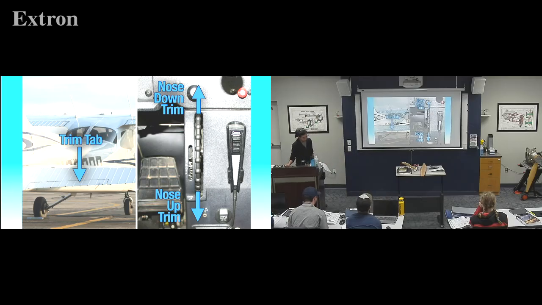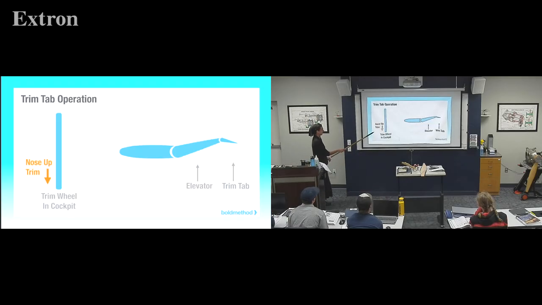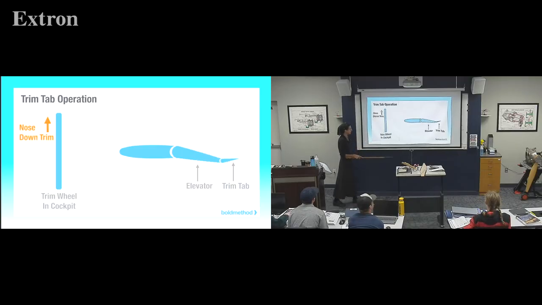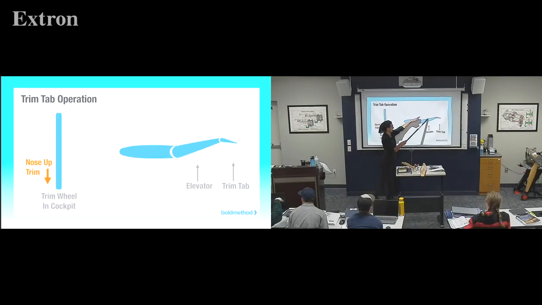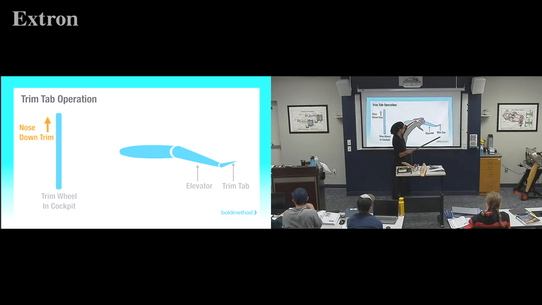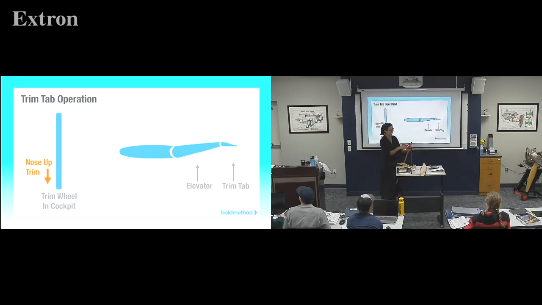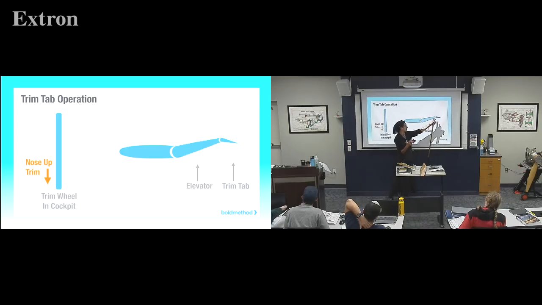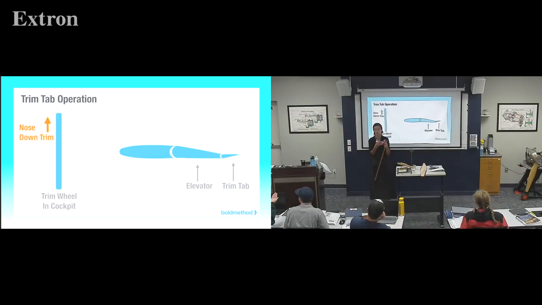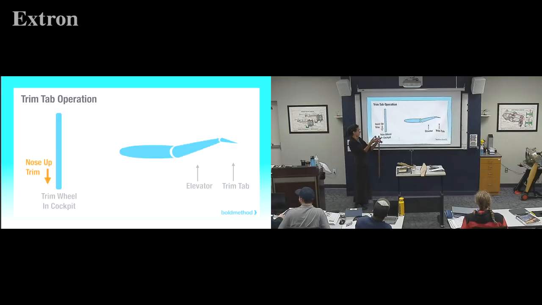And how it works is, as we trim nose up, our trim tab is deflecting the air, helping to keep the elevator down.